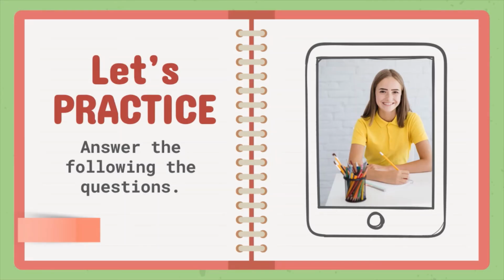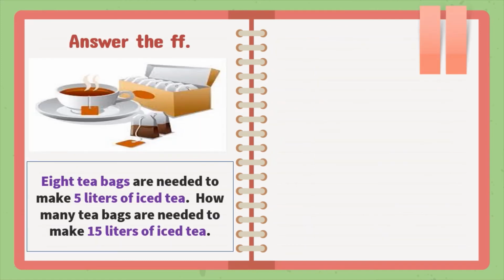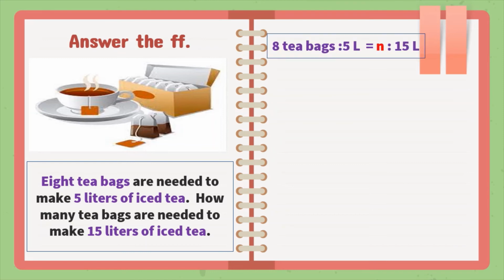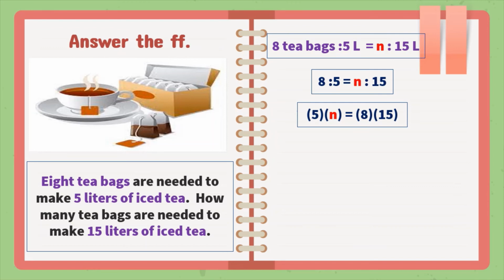So let's practice. 8 tea bags are needed to make 5 liters of iced tea. How many tea bags are needed to make 15 liters of iced tea? So 8 tea bags is to 5 liters, equal to N is to 15 liters. N will be the number of tea bags. So 8 is to 5 is equal to N is to 15. So we will multiply the means 5 times N, and then the extremes 8 times 15.